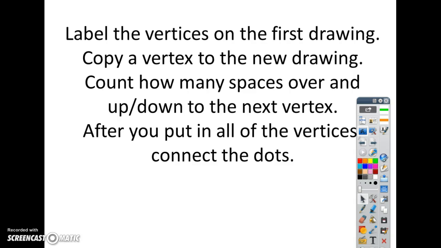Okay. We're going to try to make some congruent shapes. So we're going to label the vertices on the first drawing that you see. Copy the vertex on the new drawing. Count how many spaces over and up and down to the next vertex. And then after I get all my vertices where they go, then I'm going to connect the dots.